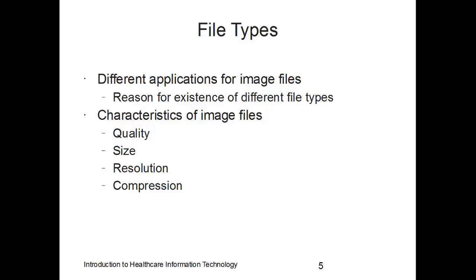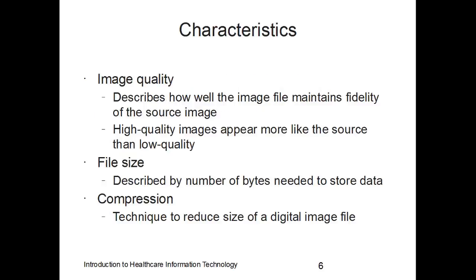Now when it comes to file types, there are different applications for image files, and that's the reason why we have different kinds of image file types. They will vary in their characteristics, and these differences are based on quality of the image, size, resolution, and compression of the image files. When we talk about image quality, this is describing how well the image file maintains fidelity of the source image, or how true the image is to the object that's being photographed. High quality images appear more like the source than low quality.